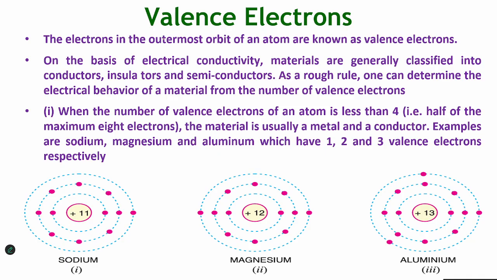On the basis of electrical conductivity, materials are generally classified as what? Conductors, insulators, and semiconductors. If you see, you have a periodic table. You already studied the periodic table in chemistry. So suppose this is the basic reference, suppose valence electrons is 4.